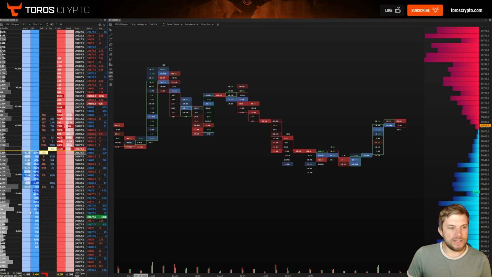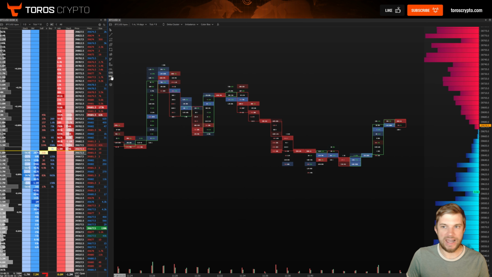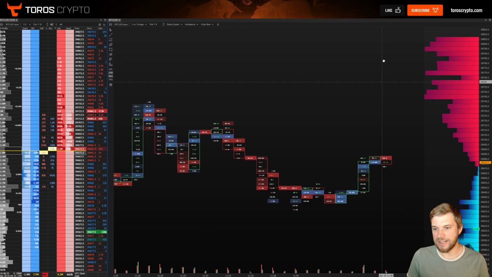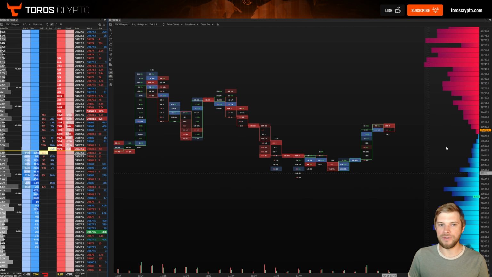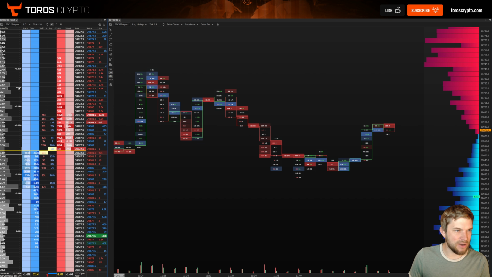The other thing that I really like about the DOM is it shows you at all times just where your levels are and where you are in relation to the levels. So of course you can have marker settings on here, which shows you your daily value area high, you have your daily high over here. But if you are losing track of where things exactly are going, you can see here how far price is moving away from your entry.